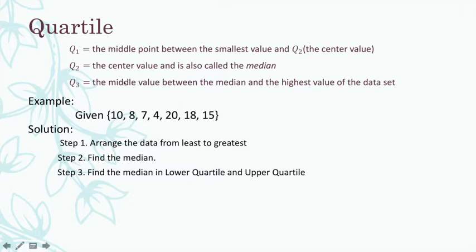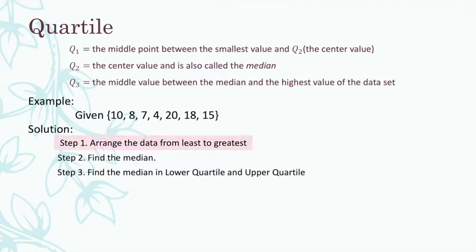So first, let us arrange the data from least to greatest. Then find the median. After you find the median, find the median in the lower quartile. So where is the lower quartile? The lower quartile is the left side of your median, and the upper quartile is the right side of your median. So find the median in the lower quartile and the median in the upper quartile. The median in the lower quartile is the Q sub 1, and the median in the upper quartile is the Q sub 3.